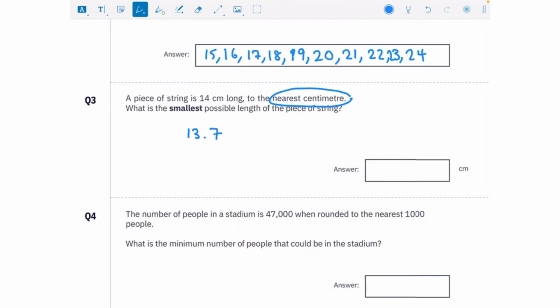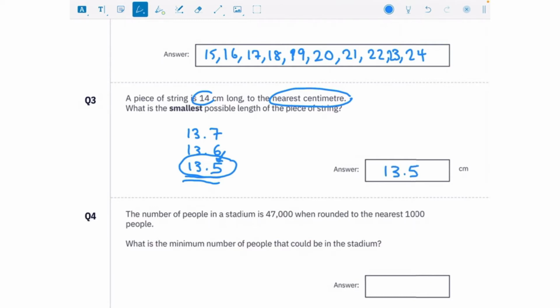13.7. That would be a good one. That would round to 14, wouldn't it? We could also go lower. We could go 13.6. That would be okay. And what about 13.5? Yeah, that would be the lowest we can go. If we go any lower than that, 13.48 or 13.4, anything, it would round down to 13. So we want to go as small as possible, but still ensure that there's a 5 in the tenths column, so it would round up to 14. So 13.5 is the lowest we could go.